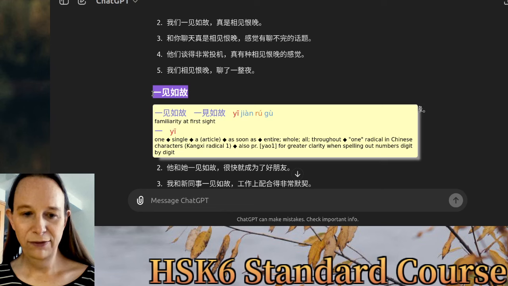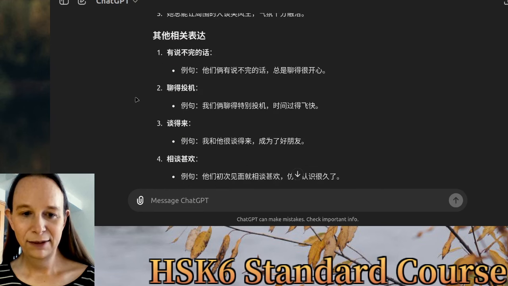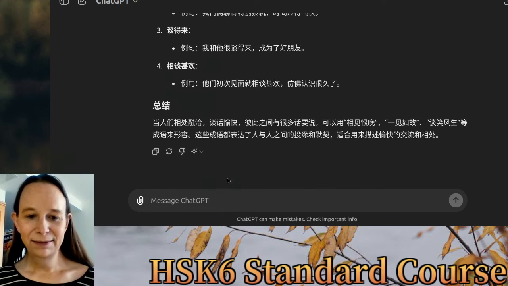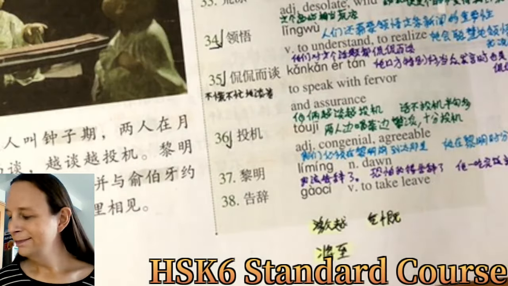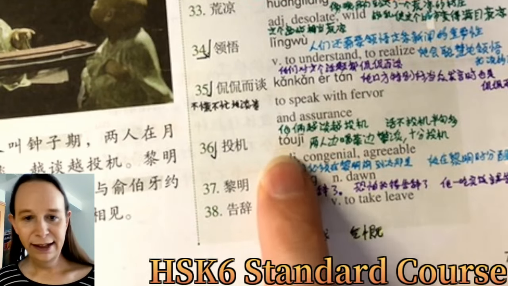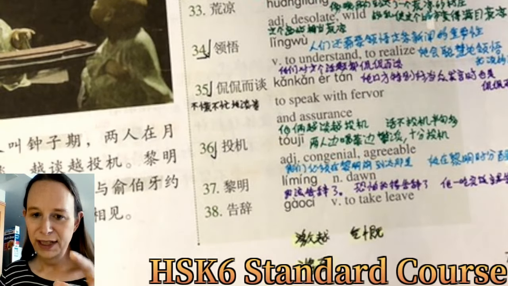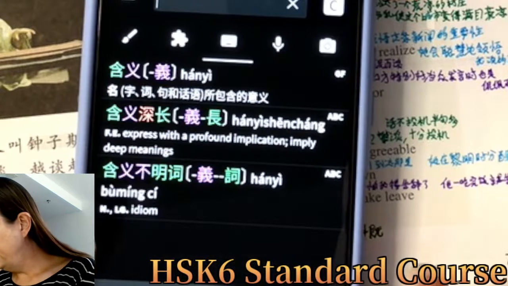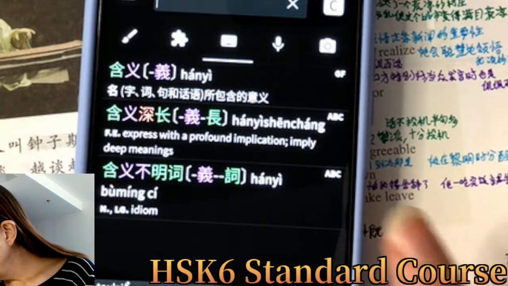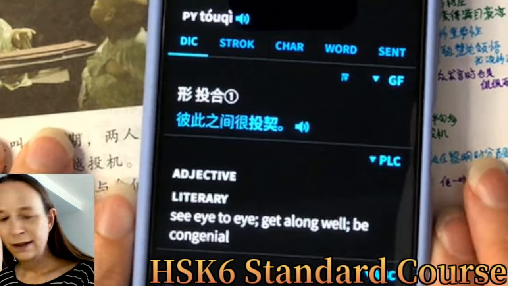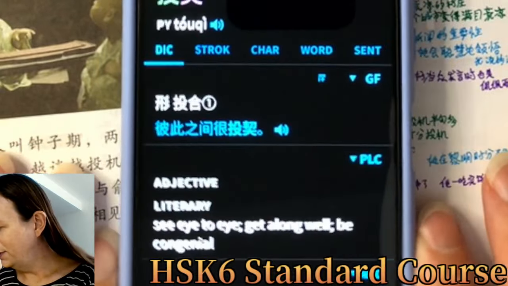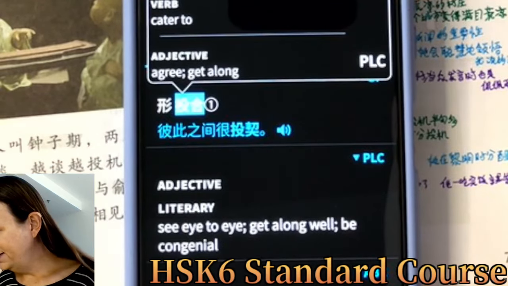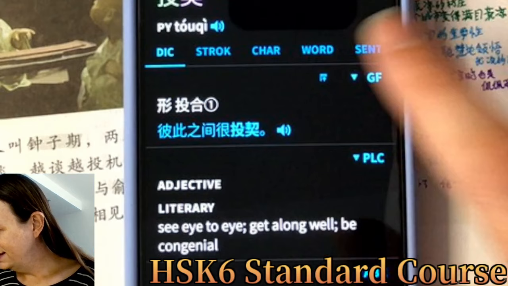一见如故. Familiarity at first sight? No, maybe I'm just imagining it. Maybe it exists in English or something. Anyway, 投机. What is 投机? Is it the same thing? It might be a synonym. 投机, 投合. These maybe are all synonyms.